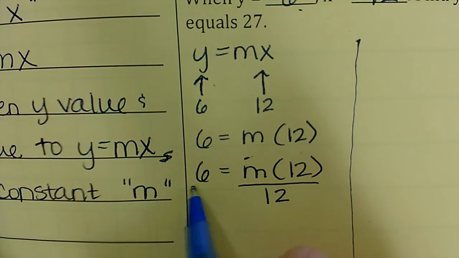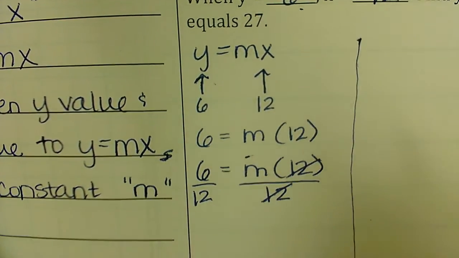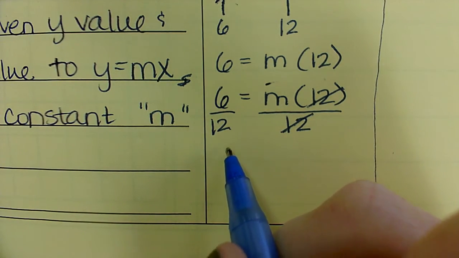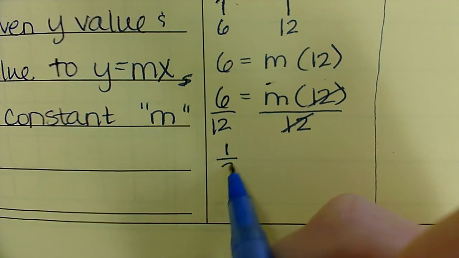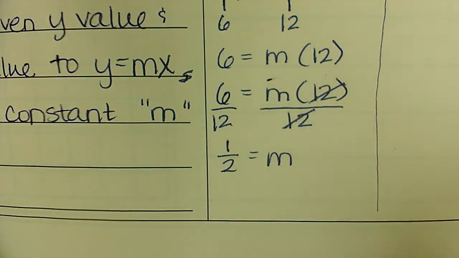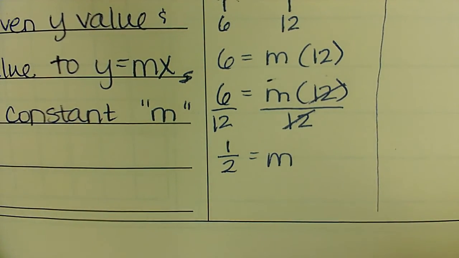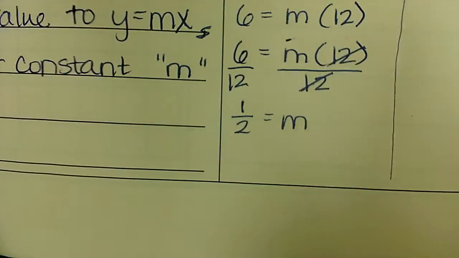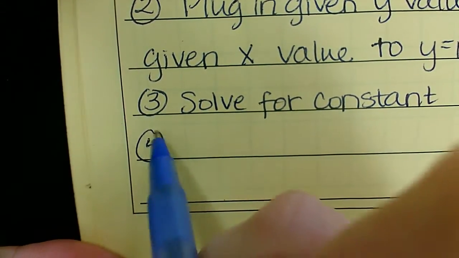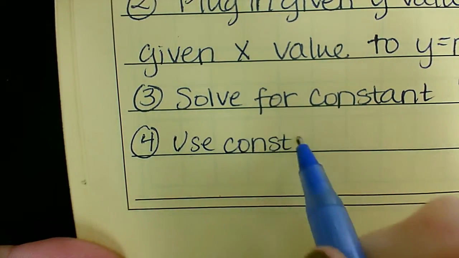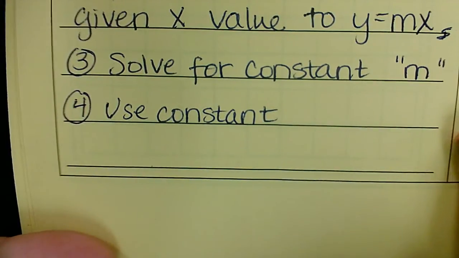So if I know that I have 6 over 12, are we all okay with saying that m is going to equal 1/2? Good. So I would find that m equals 1/2. Excellent. That's great. But I'm not done yet. So they're asking me still to find y when x equals 27. So what I've done here is I've found the m, which is great. So my next step is going to be to use the constant, which I've just found. So I found the constant in this problem to be 1/2. So I'm going to use that constant to now solve for the missing value.